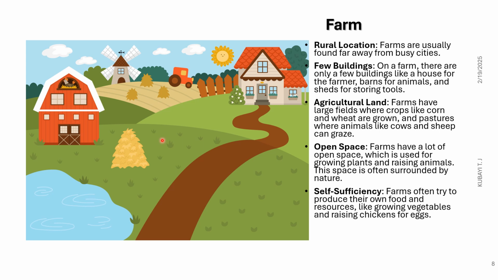Farmers are self-sufficient. Farms often try to produce their own food and resources like growing vegetables, and raising chickens for eggs. So if they need vegetables, they will get them from the farm. If they need eggs, they will get them from the farm. If they want to eat chicken meat, they will get the meat from the farm. Hence, they are self-sufficient.